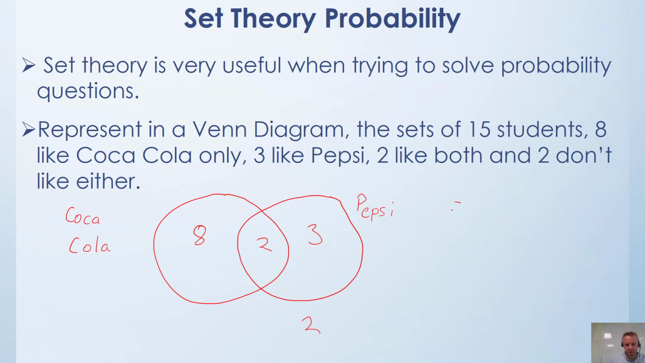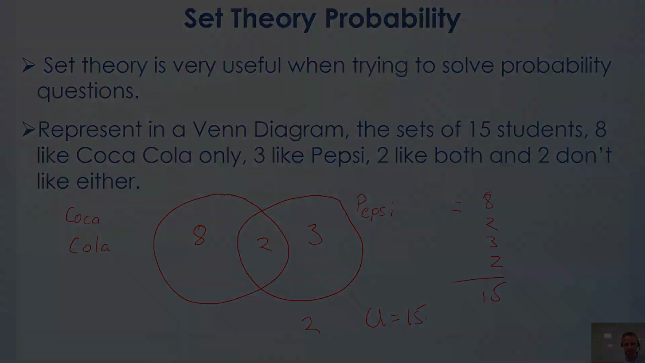So if we add those up, we will have 8, 2, 3, and 2, and that's 10, 13, 15. They all add up to 15, and that's what's called the universal set. All of them together is equal to 15.